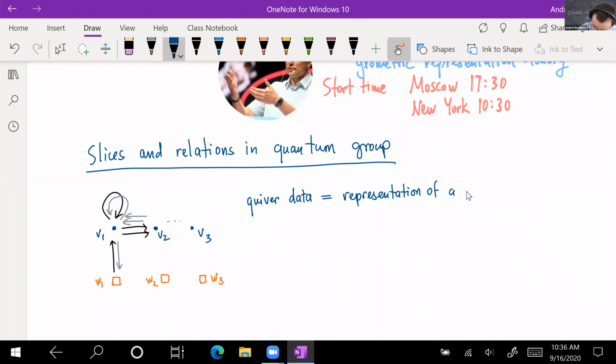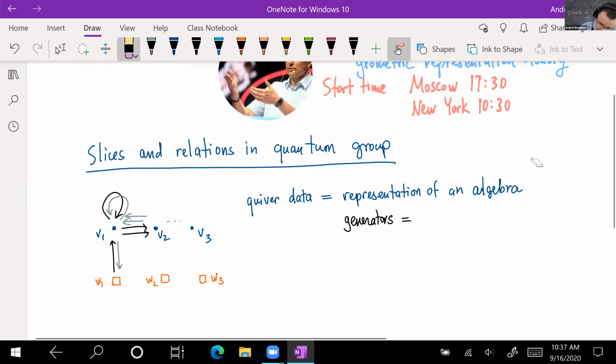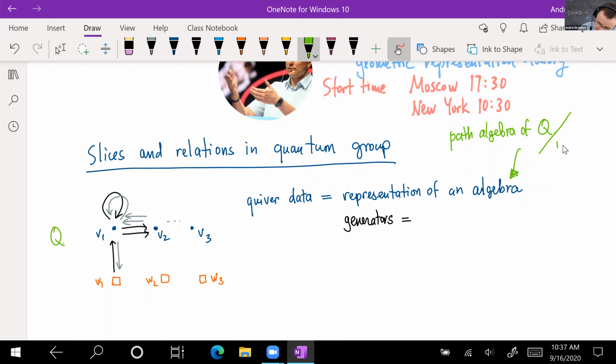of a certain algebra, in which the generators are arrows. Every arrow is some element in my algebra. So this algebra is kind of like a quotient: it is the path algebra of the quiver Q, modulo relations.